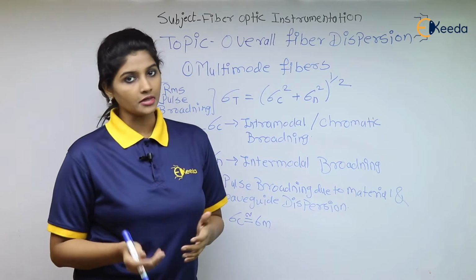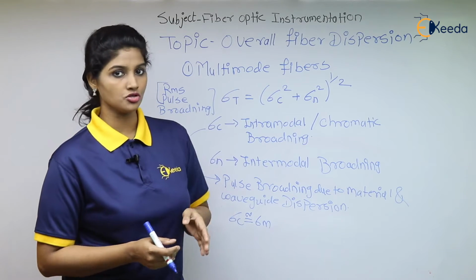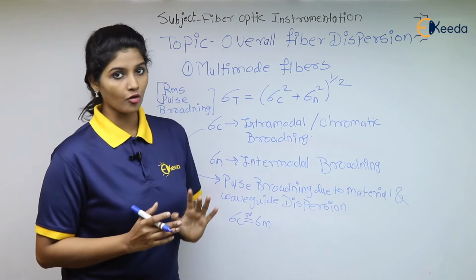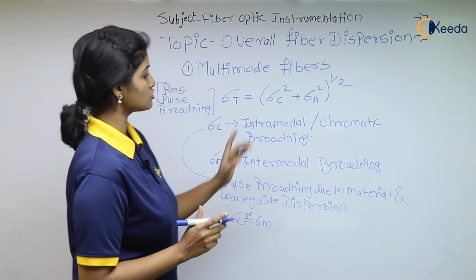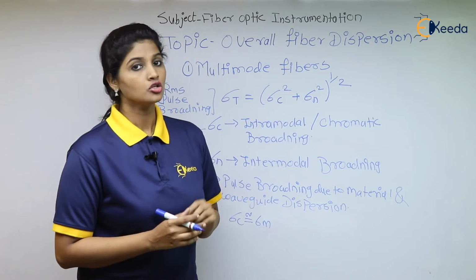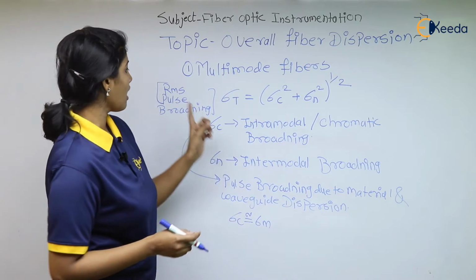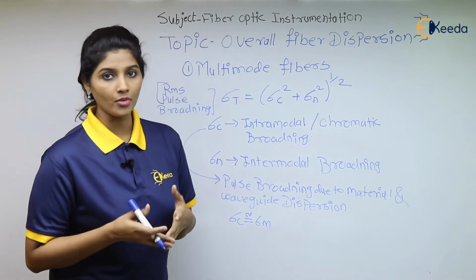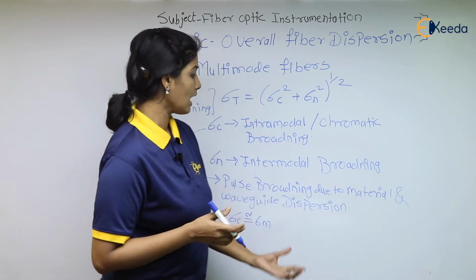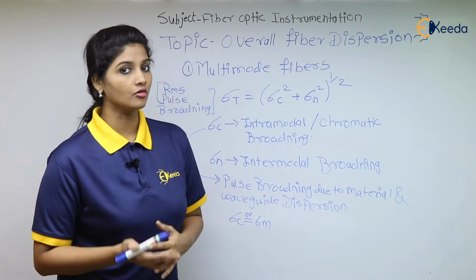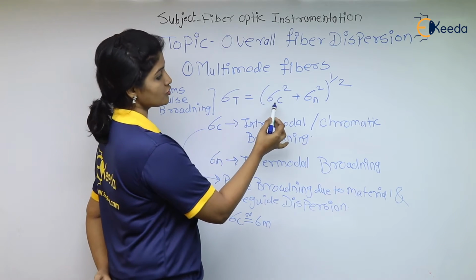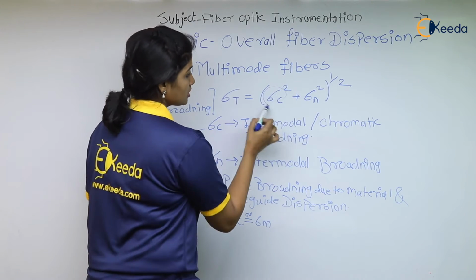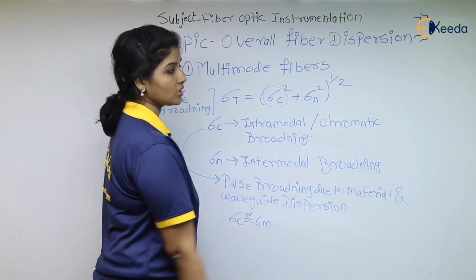So when we talk about a multimode fiber, the overall fiber dispersion basically consists of intramodal or chromatic broadening of pulse as well as intermodal broadening of pulse. Now let's take a look at RMS pulse broadening, denoted by sigma t, as it is a combination of chromatic broadening and intermodal broadening. So we have a formula: sigma t is equal to sigma c square plus sigma n square raised to 1 by 2, where the term sigma c is the intramodal or chromatic broadening.